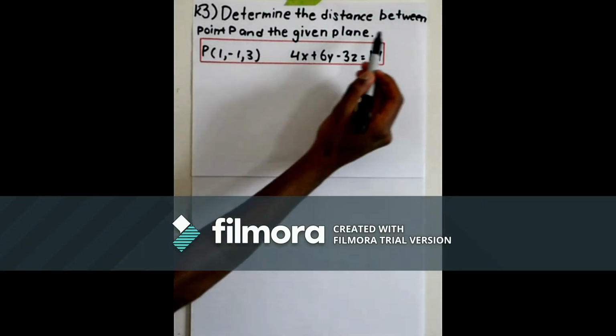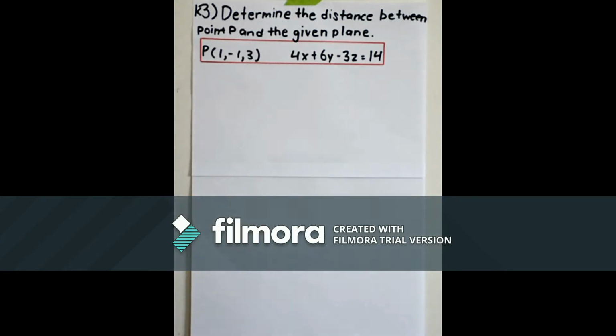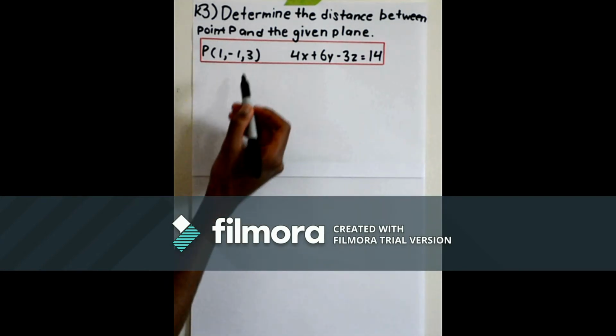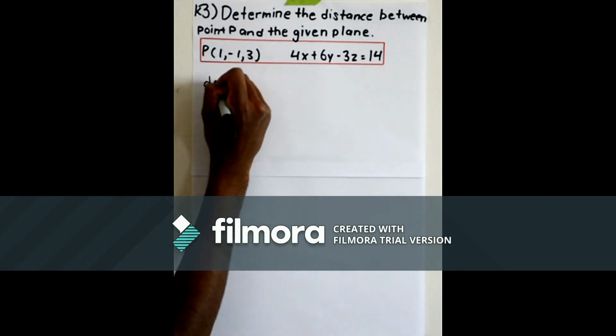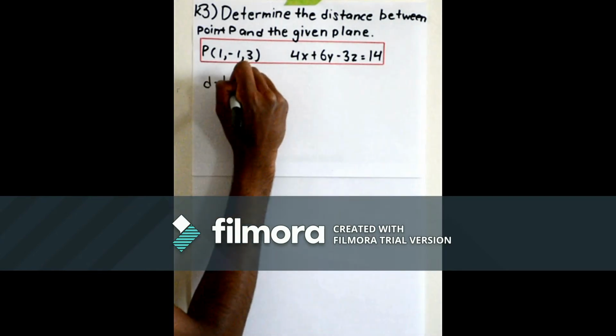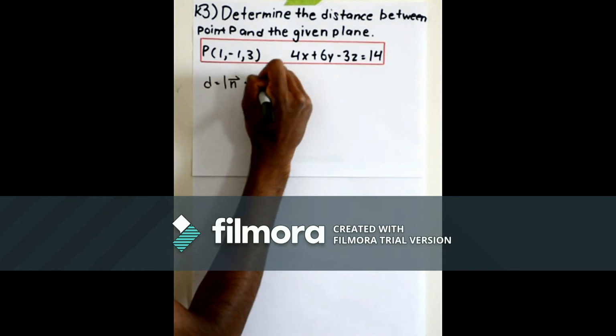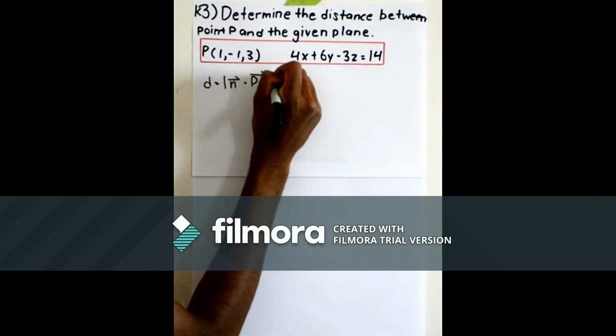This question is: determine the distance between point P and the given plane. Point P is 1, -1, and 3, and the plane is 4x plus 6y minus 3z equals 4. By definition, we know the distance equation is equal to the magnitude of the dot product between vector n and vector PQ over the magnitude of vector n.